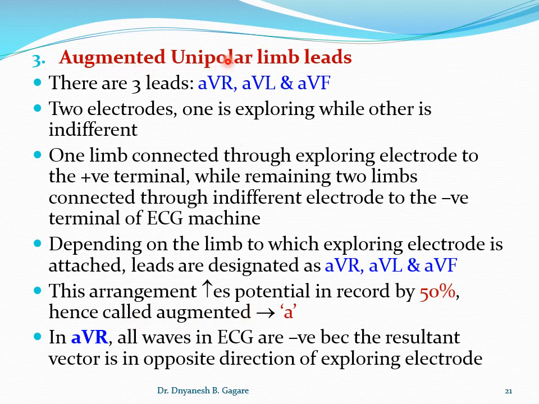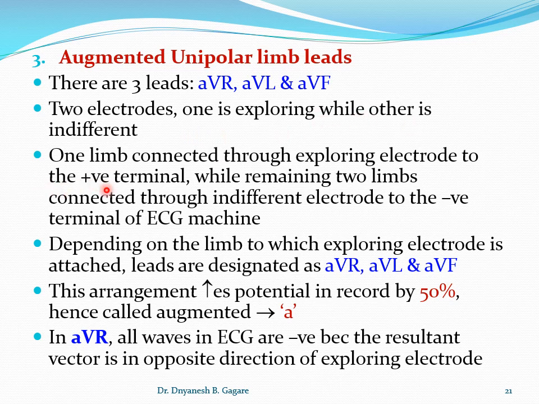Then why is the word unipolar used? Because unipolar means one electrode is exploring and the other is indifferent. And why is the word limb used? Because we are connecting the electrodes to the limbs, we are not using other parts of the body like chest leads or others. That's why it is called limb leads. So, augmented unipolar limb leads. Here we have three leads: AVR, AVL and AVF. Two electrodes are there, one exploring while the other is indifferent.